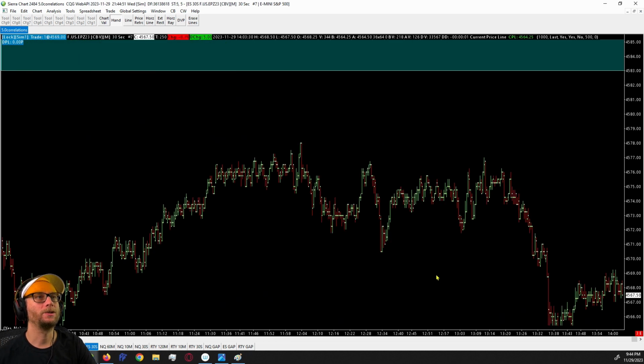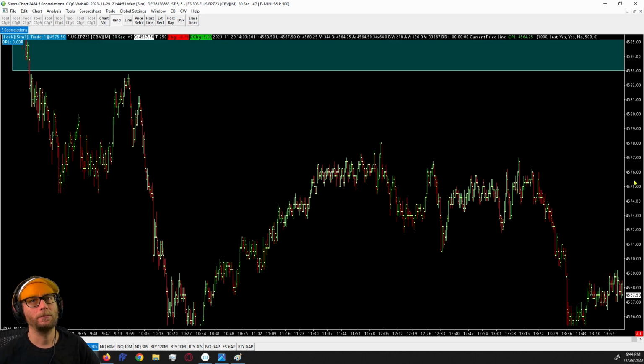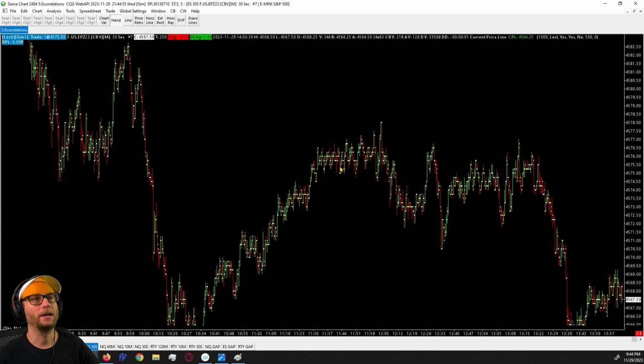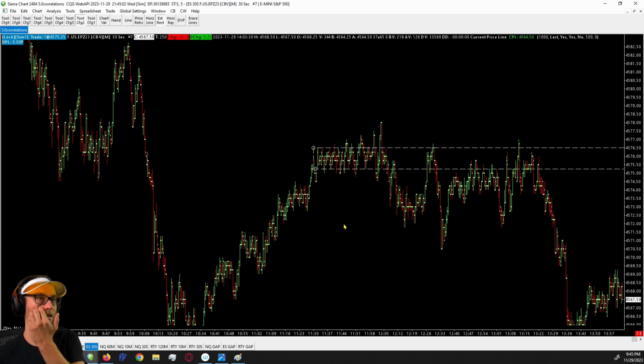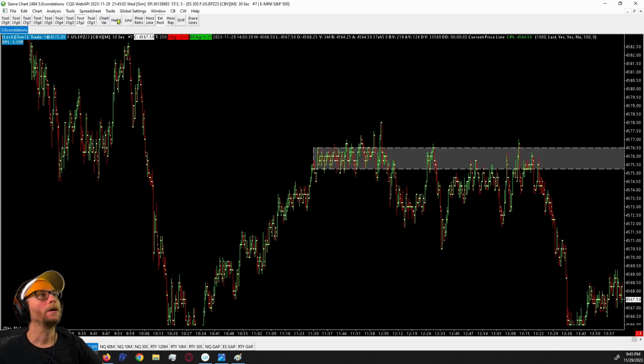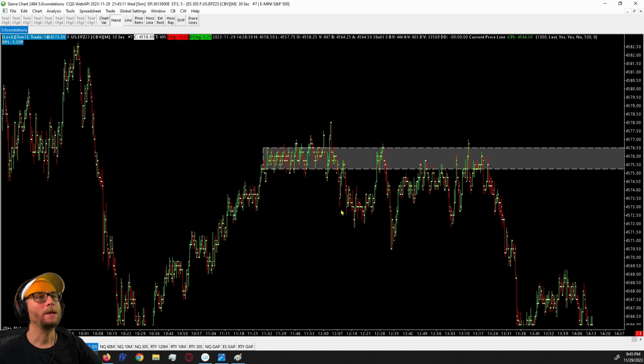So if we really zoom in on it, you can see how tight it is. And then let's go ahead and just draw a white box on it so we can guesstimate where it is. So they puke it, right? They puke right there. And that's a little tight.